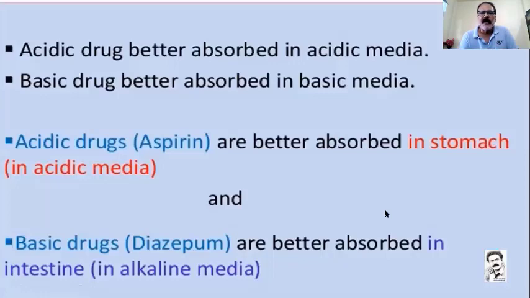Even if you take a drug, acidic drugs are better absorbed in acidic media, and basic drugs are absorbed in basic media. In the body, in the stomach you will have acidity. If you go to the intestine, in the tract you will have basicity. So acidic drugs are easily absorbed in acidic media. If you take aspirin, what will happen? Aspirin is salicylic acid. The acid is easily absorbed in the stomach because it has an acidic medium. But if it is a basic drug, like diazepam, it will not be absorbed in the stomach, it will go into the intestine because the intestine has an alkaline medium. That's why even if you take a capsule, what will happen?